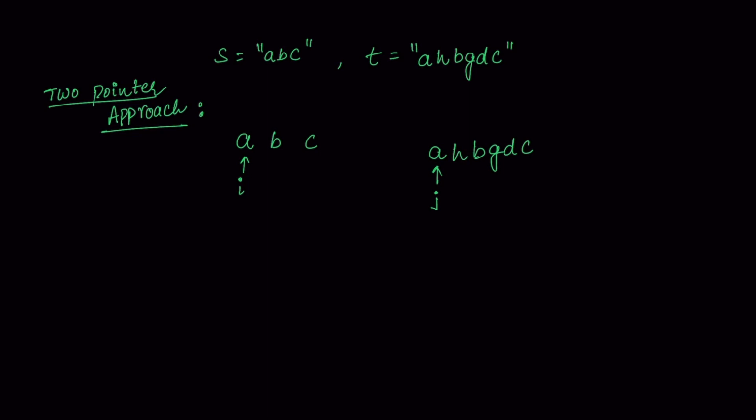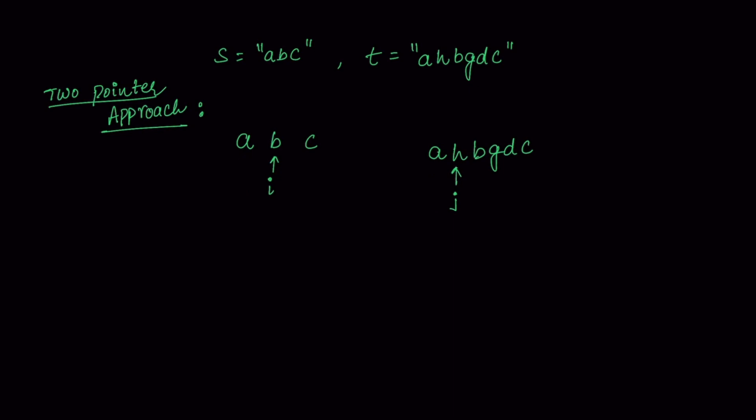Then we are going to compare the character at the ith index and the character at the jth index. Whenever the characters at the ith index and jth index are the same, we are going to increment both the ith index and jth index. If the characters are not the same, then we are only going to increment our jth index. So in this case, the characters at the ith index and jth index are the same and it is A. So what are we going to do? We are going to increment both the ith pointer as well as the jth pointer.